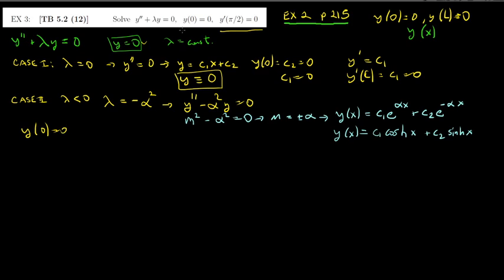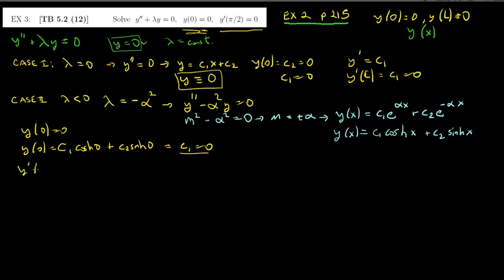That's the first boundary condition here. So when you plug in 0 for x, you just get c1 times hyperbolic cosine of 0, which is 1, plus c2 hyperbolic sine of 0, which is 0. So you just get c1, which is 0. So again, c1 is 0.